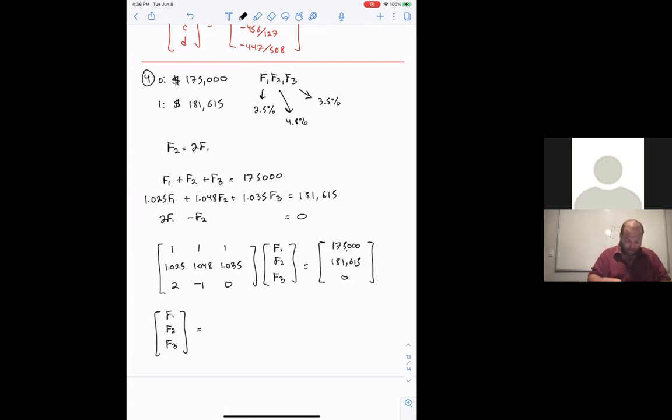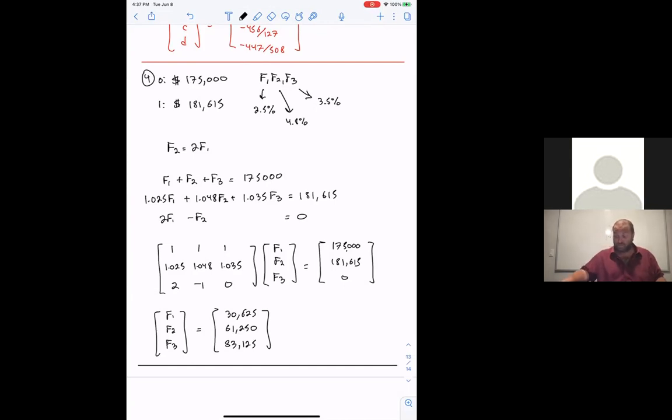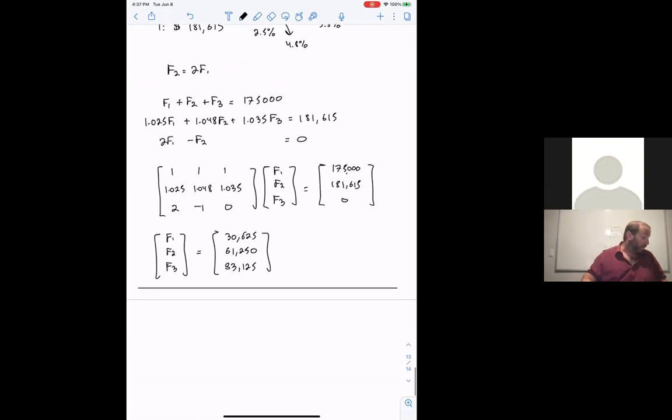Now we go to A, and we want inverse. Whoops, A inverse. Multiply that by B, and we get 30,625, 61,250, 83,125. And just admit it, that was a lot faster than any other method you're familiar with. Of course, you have to know how to solve these problems, but once you do, that was pretty fast. Okay, anywho, question number 5.